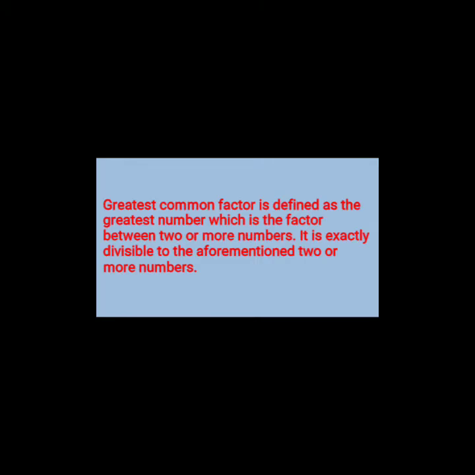Finding the greatest common factor, or the GCF. To reduce a certain fraction to its lowest term, first find the greatest common factor, or the GCF, of both the numerator and the denominator. Greatest common factor is defined as the greatest number which is a factor of two or more numbers. It is exactly divisible into the aforementioned two or more numbers.